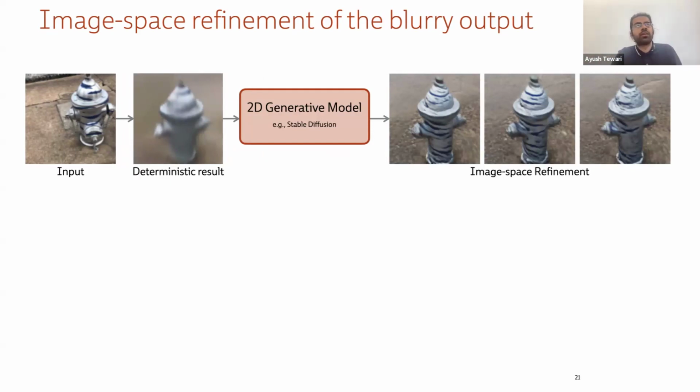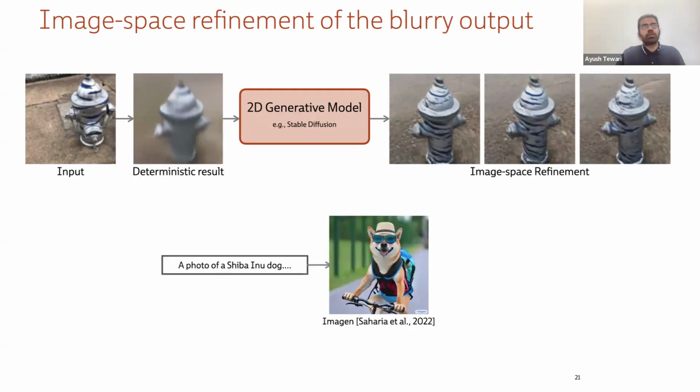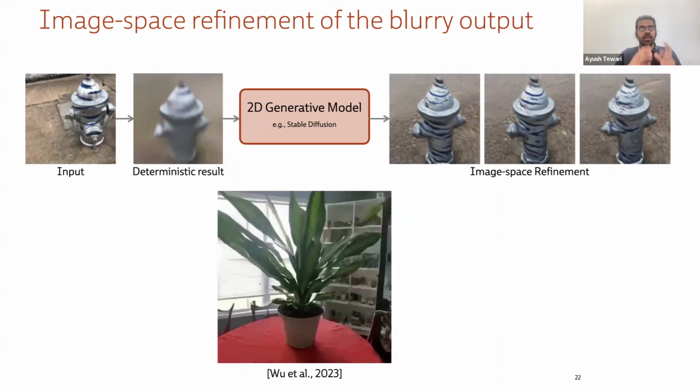This is motivated by all the progress that we have seen in generative models for images such as Imagen or Stable Diffusion or DALL-E, where they take text as input and give realistic images as output. So can these models be repurposed such that they can take the blurry result as input and give us the sharp results as output? This is a popular approach. What happens is that if we do this, we can get results like this.